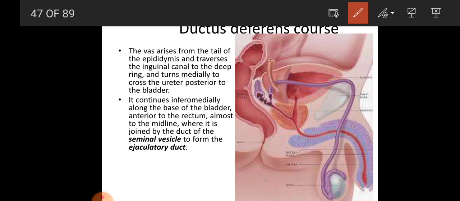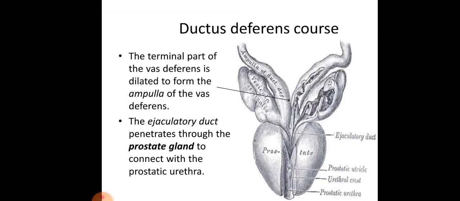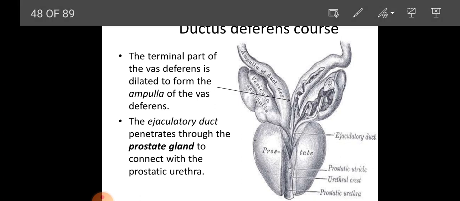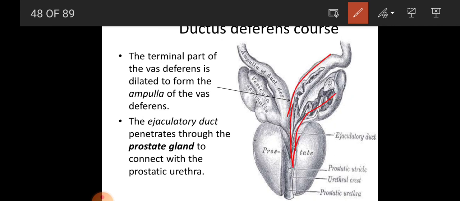So here we can see this is the seminal vesicle and it is the duct of the seminal vesicle which is joined by the vas deferens, and both these ducts combine and form the ejaculatory duct. So here we can see the fusion of the vas deferens and the duct of the seminal vesicle, and both these form the ejaculatory duct, which penetrates through the prostate gland to connect with the prostatic urethra.